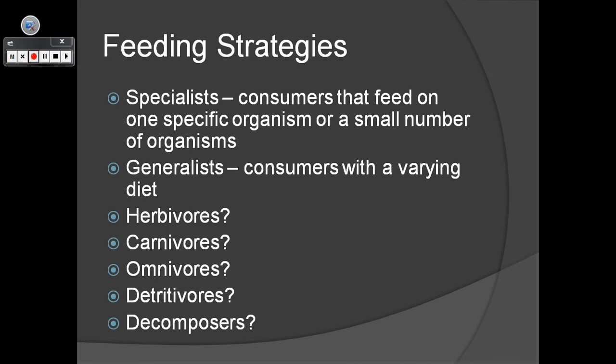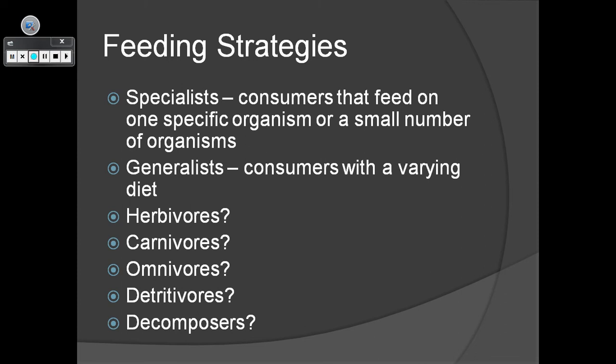An example of a specialist would be a koala bear. A koala bear eats eucalyptus leaves, a very specific type of food source, so they would be considered specialists. Compared to generalists, which would be consumers with a varying diet. The best generalist that comes to mind right away is a raccoon. A raccoon will eat everything in between, from whatever's in your garbage to acorns to whatever it can find.